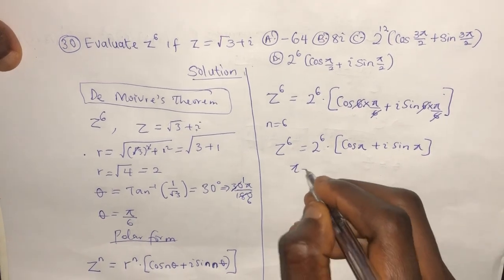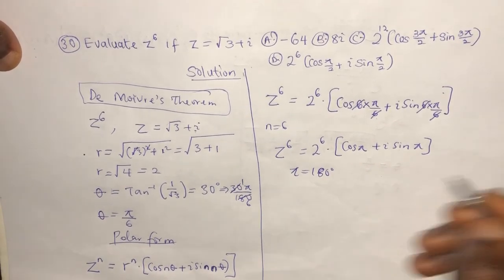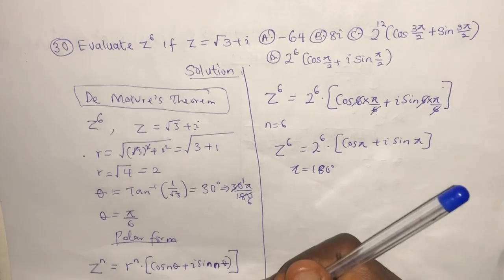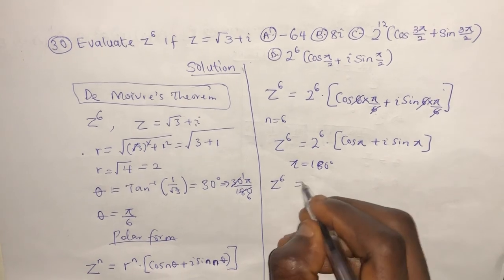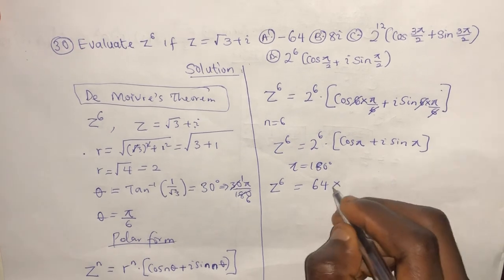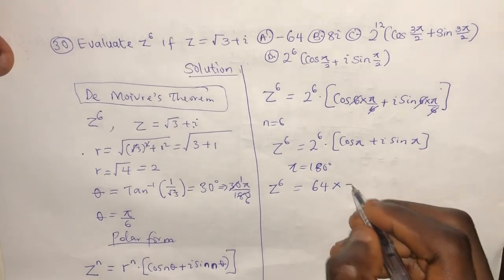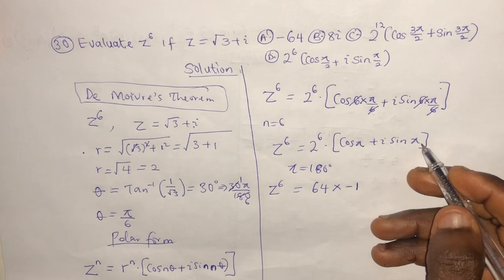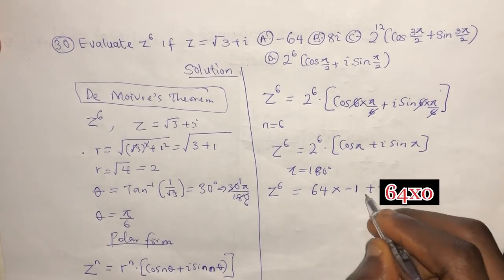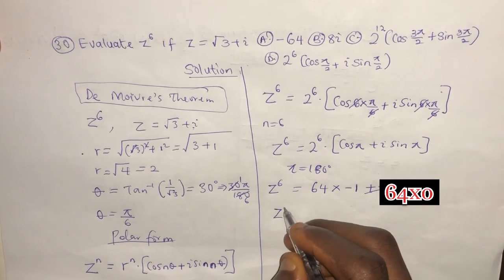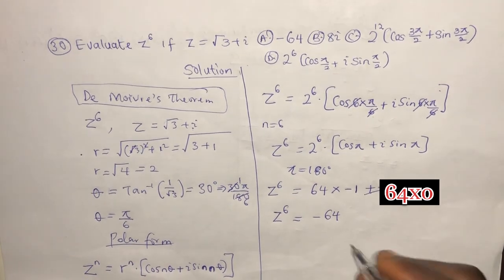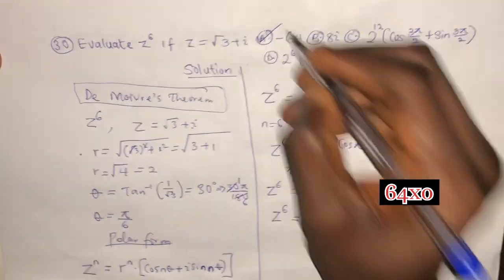Now you know that pi normally is 180 degrees, right? So in that case, cos pi and sin pi simply mean cos 180 and sin 180. So z to the power of 6 is equal to 2 to the power of 6, which is 64, multiplied by cos 180, which is minus 1, then sin 180 is 0. So that means this is gone already. So z to the power of 6 is equal to minus 64. Okay, so this is our final answer.